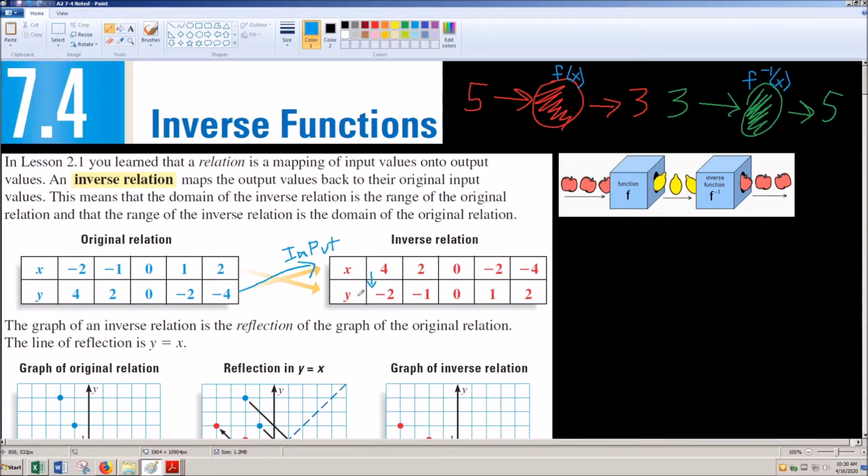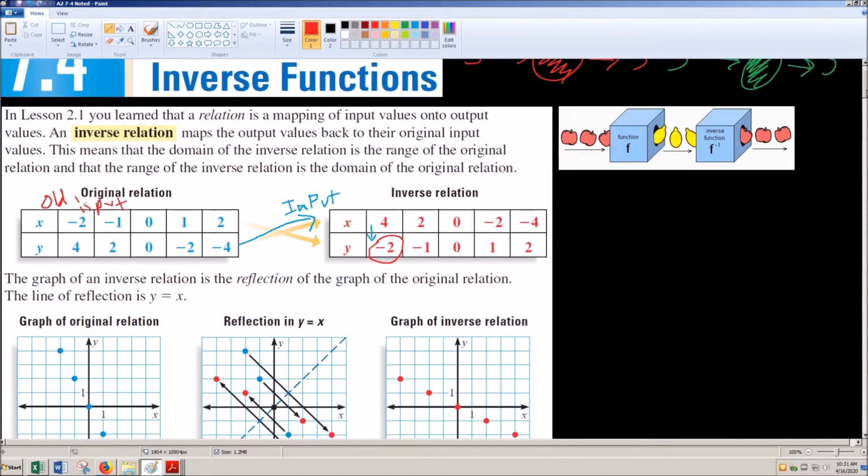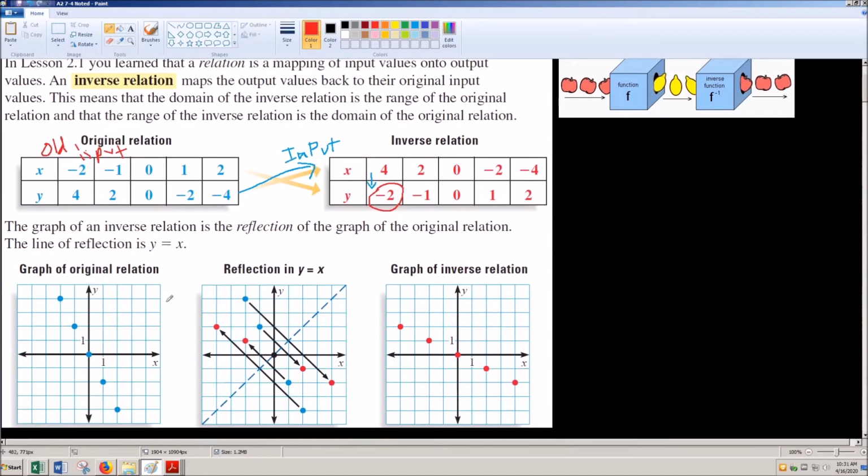And then what used to be the old input is now my output here. So basically I'm able to map back to where I started. If I did this function and then plugged those outputs back into its inverse relation, it'll bring me back to where I started. So basically we're trying to map back and forth between these two things when I'm using an inverse function. So this is my original graph.